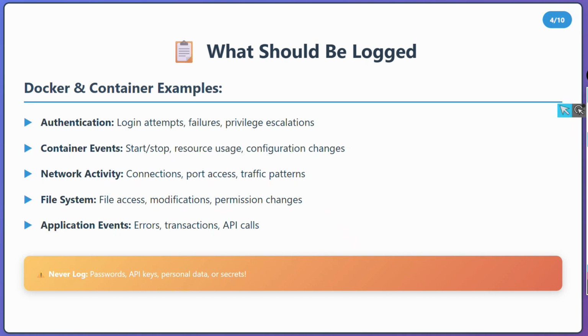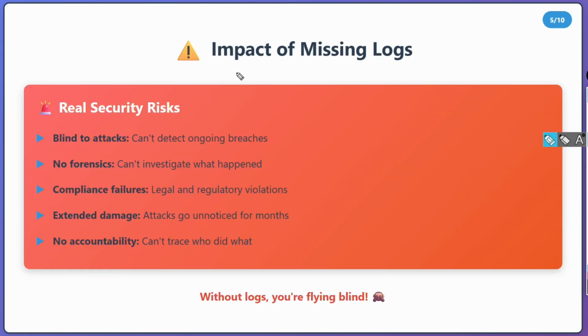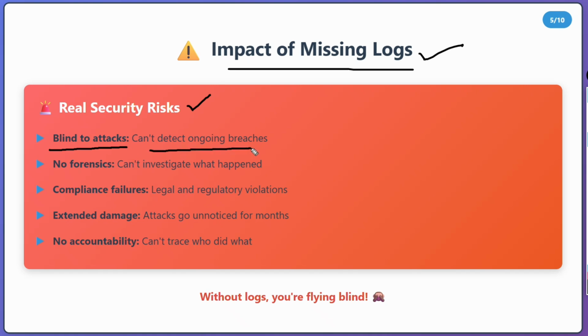Next, we will discuss the impact of missing logs. Here are some real security risks that will affect us if we do not log properly. The first point is being blind to attacks. That means we cannot detect ongoing breaches. Without proper logs, we are blind to active threats. You cannot know if someone is attacking your system until it's too late.